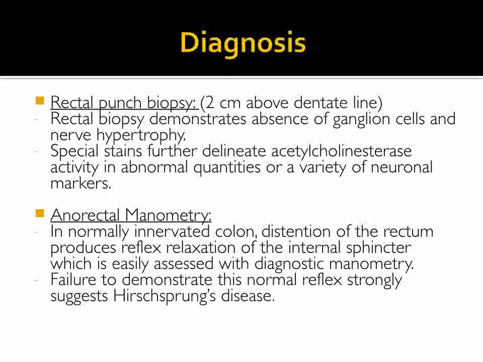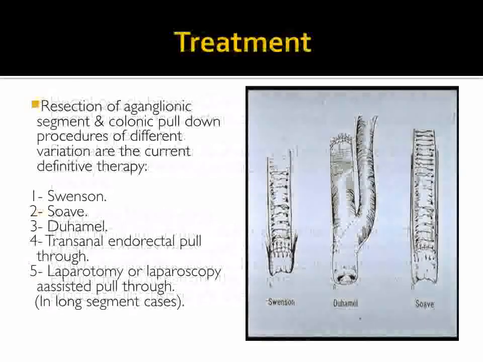After diagnosing Hirschsprung disease, we have to treat this condition. The treatment of this condition relies on resecting the aganglionic segment and the transition zone, and then bringing the ganglionic bowel to the anal canal and anastomosing the well-ganglionated bowel to the anal canal. So the treatment of Hirschsprung disease depends on resection of the aganglionic segment and colonic pull-through procedure; the different variations are the current definitive therapy.